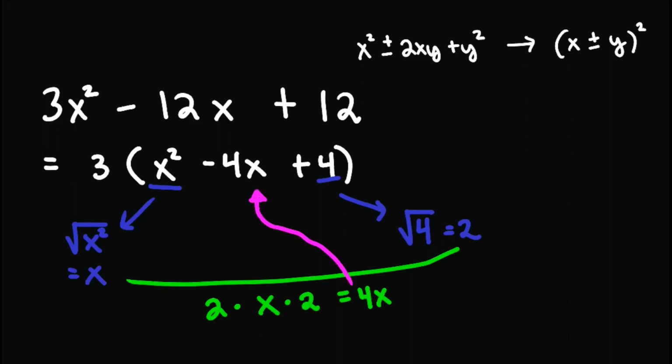So we can conclude that we can actually write this as 3 times the square root of the first term, which is x, this symbol out here, which is minus, and the square root of the last term, which is 2, squared. And that is the answer for this problem.